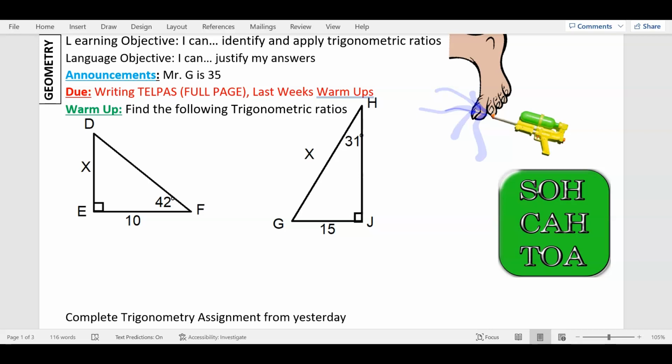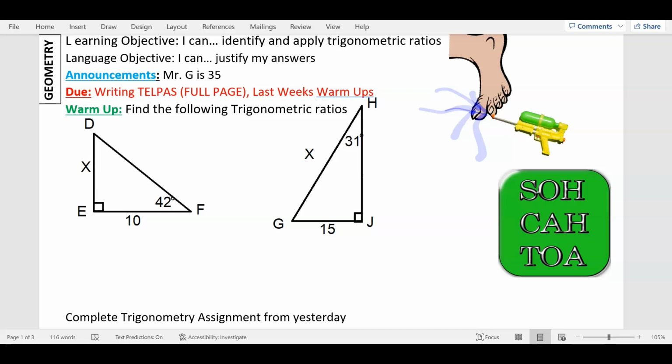All right. So we're doing trigonometry again. If you remember, our first step is always to label OHA. So when you drew your triangles, did you label O, H, and A? Okay. If you got phones in your hands or headphones in your ears, I want you to focus up here.